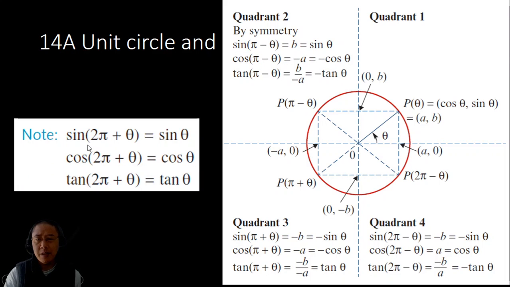Related to the period, if you have a multiple of 2 pi added to sine and cos, it's the same as sine and cos. And for tangent, if you have a multiple of pi, you will also get tangent. If I have tangent of theta plus 11 pi, you can remove the 11 pi. It's still going to be equal to tangent of theta.